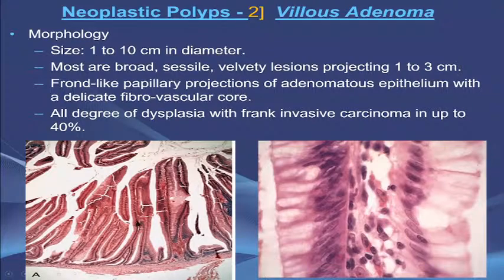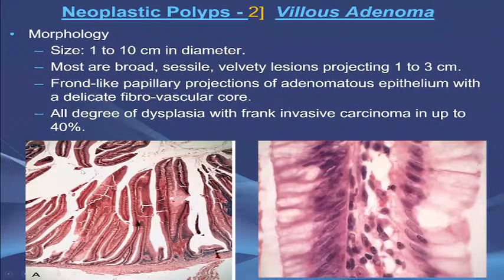So they range from 1 to 10 centimeters. Generally, if you have a large polyp, most likely it's a villous adenoma rather than a tubular. Okay, most are broad and sessile, like in this example. Okay, it doesn't have a stalk. They have a velvety appearance, projecting 1 to 2 centimeters into the lumen. And then you see these long finger-like or frond-like papillary projections with a delicate fibrovascular core if they are pedunculated.